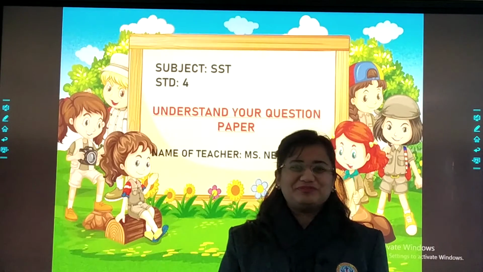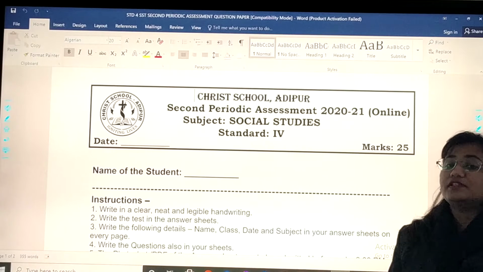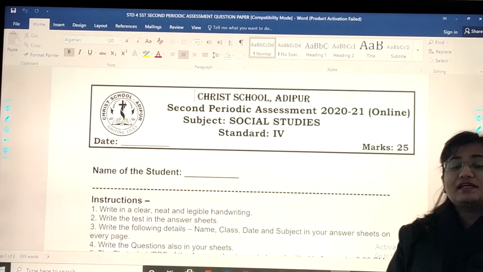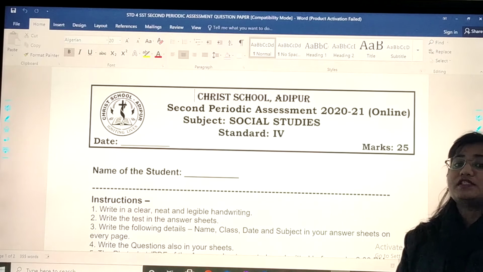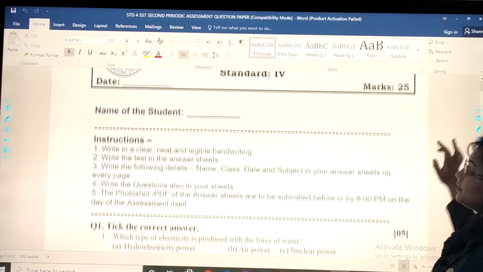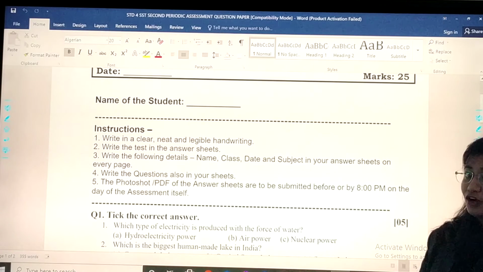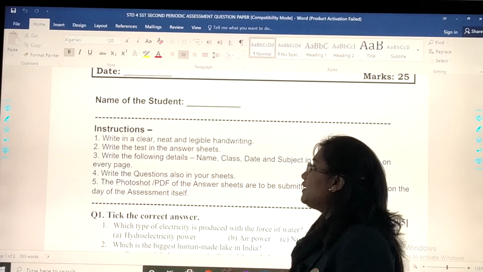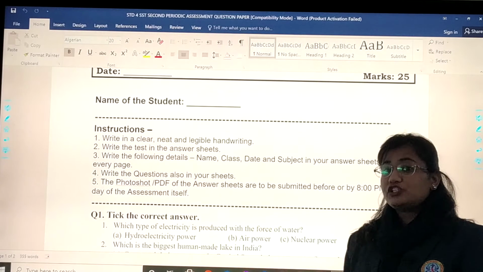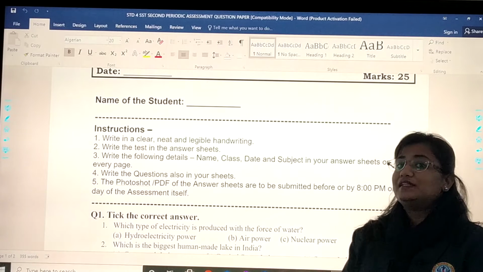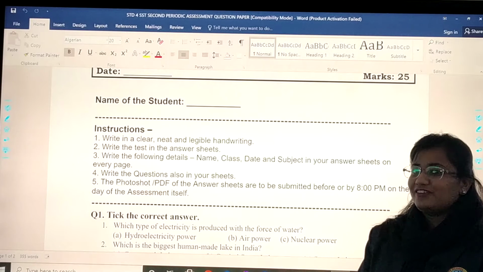Okay, let's go. So dear children, this is our question paper. Subject Social Studies, Standard 4. So let's first quickly go through all the instructions as they are very important for you to follow, right? So, instruction number 1. Write in clear, neat and legible handwriting. You need to write in a neat and tidy handwriting, right?